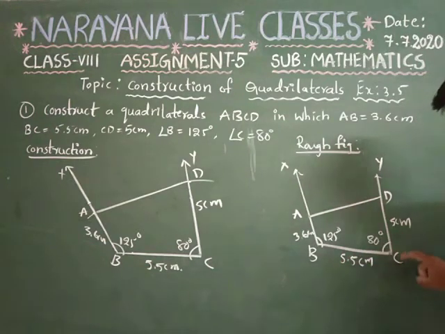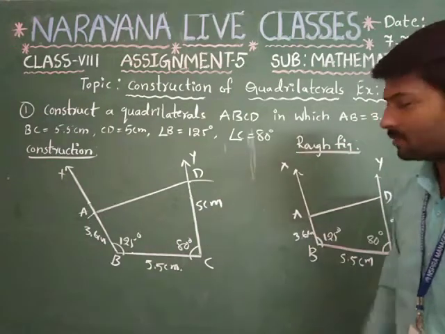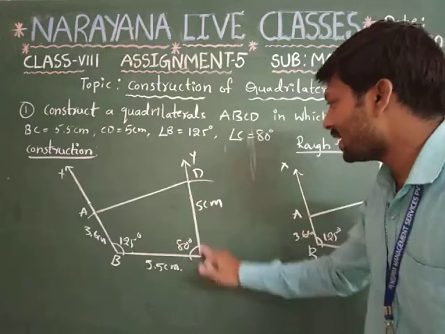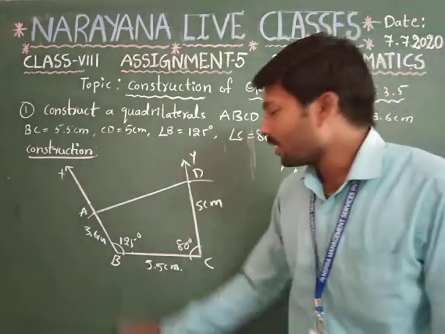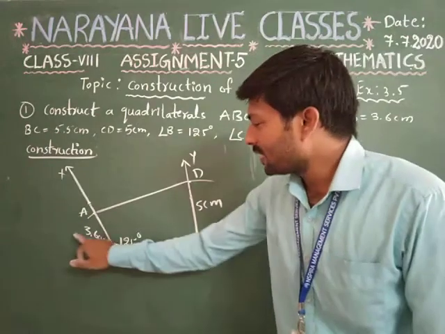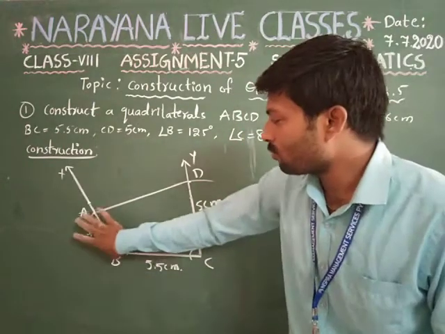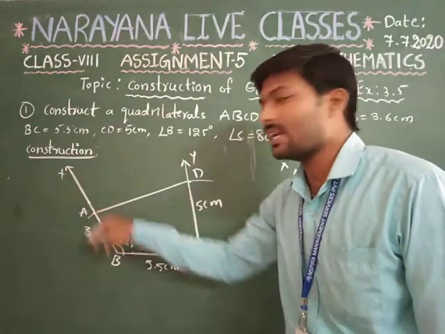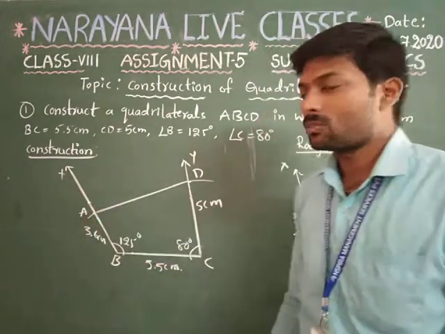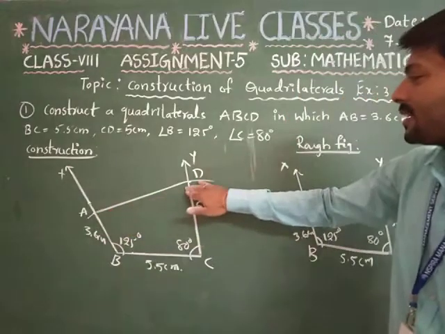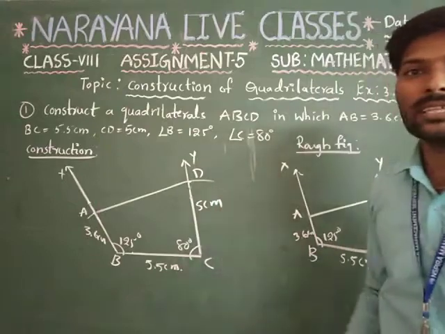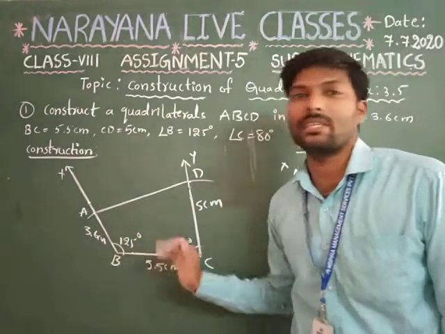Consider point C as the center with radius 5 centimeters and draw one more arc. The point of intersection of this arc and the ray is taken as point D. Again, from point B as the center with radius 3.6 centimeters, draw one more arc. The point of intersection of this arc and the ray is taken as point A. Now join points A and D to form quadrilateral ABCD. Hence we can construct quadrilateral ABCD.